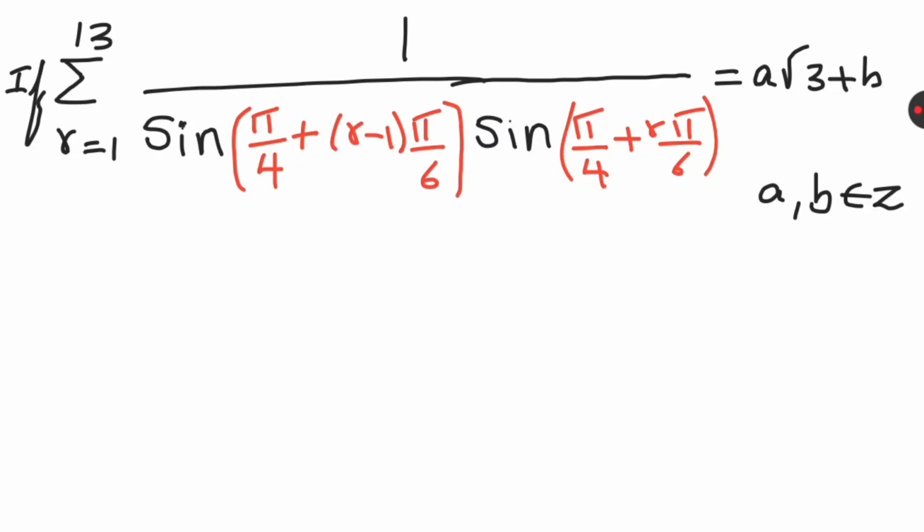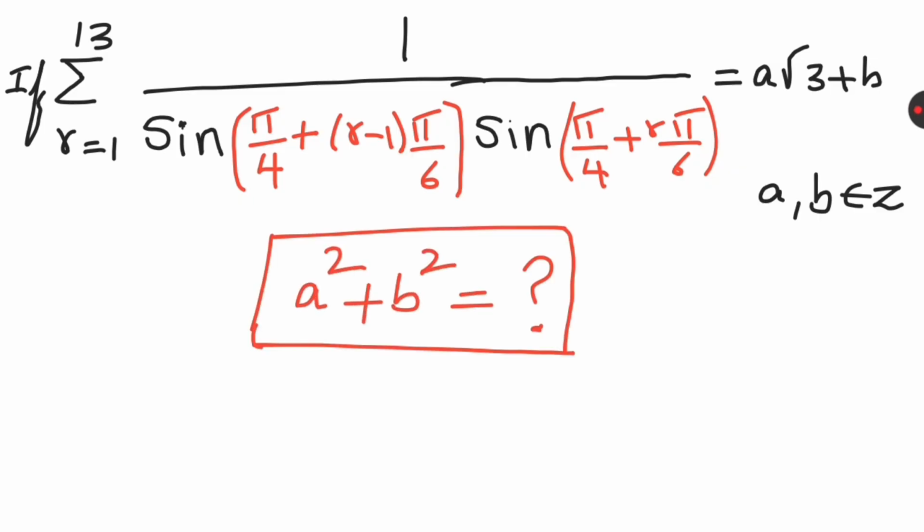Let's look at this trigonometric summation. If summation r equal to 1 to 13, 1 over sine of (pi by 4 plus (r minus 1) pi over 6) times sine of (pi by 4 plus r pi over 6), that is equal to a root 3 plus b. Here a and b are integers. Then we need to find the value of a power 2 plus b power 2.